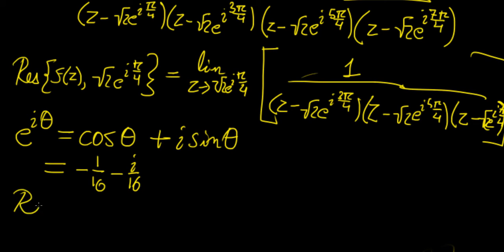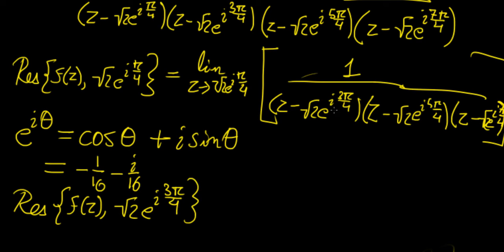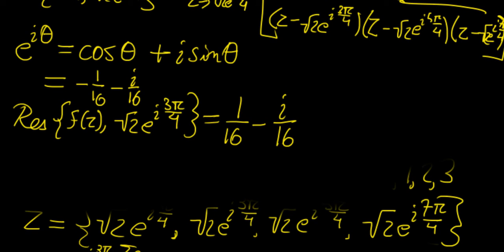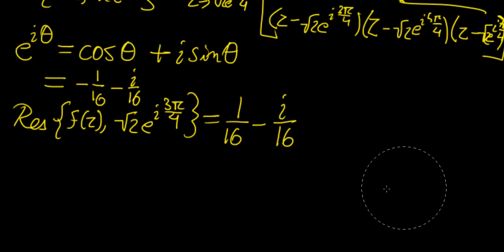And then for the second residue, we're going to have the residue of the function f of z at the pole root 2 e to the i 3 pi on 4. And applying the same procedure as before, you're going to take the limit of the function times the pole. So this is going to be equal to 1 over 16 minus i on 16. And then in the end, what you're going to get is the following.